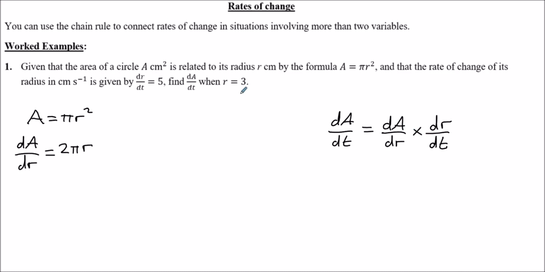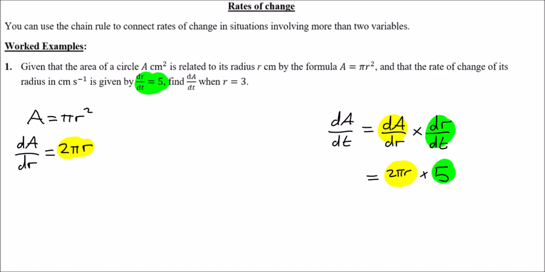So dA by dr, that's great, we found that fairly easily, that's just 2 pi r. So we can fill this bit in now. And dr by dt, well luckily, if you read the question carefully, we're actually told what that is. It's 5. So dA by dr, 2 pi r, multiplied by dr by dt, which we're told is 5, then that's going to give us a better relation.